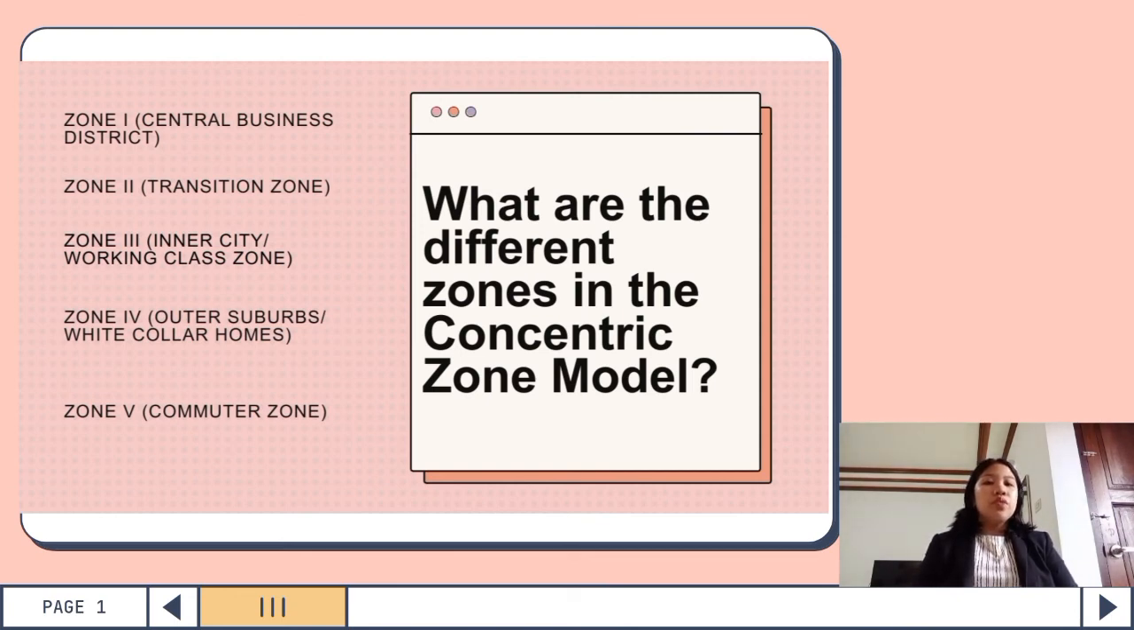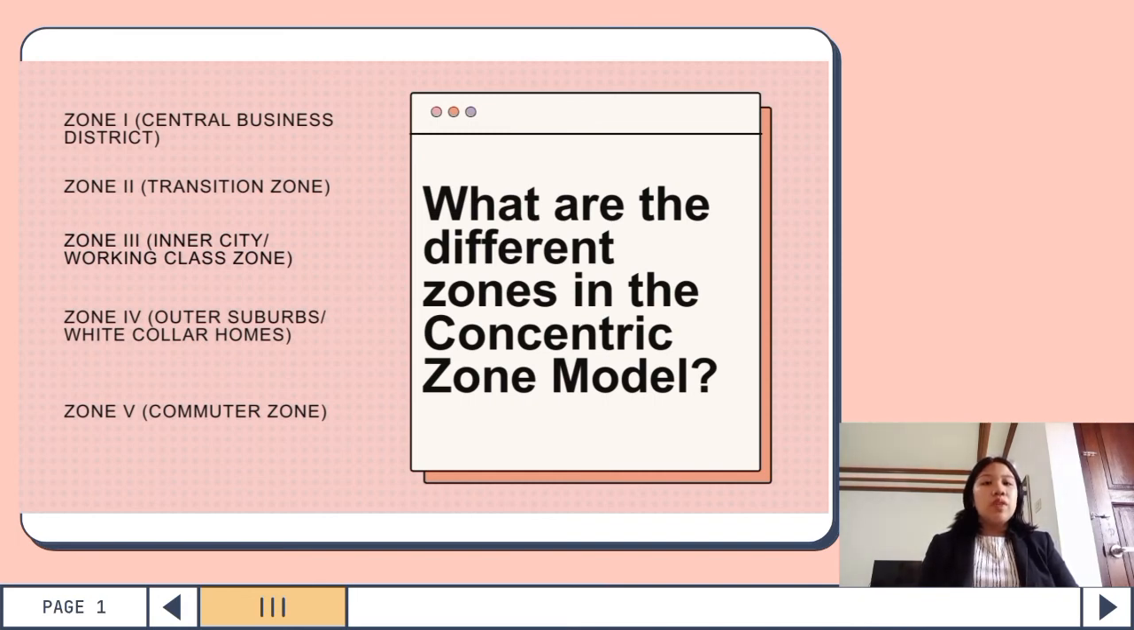Zone 4, White Collar Homes and Outer Zone. As you start moving up the ladder, you may find more people in the educated residential district. These are the people who have more education and tend to have higher level degrees, and because of that they also have a little better living standard.